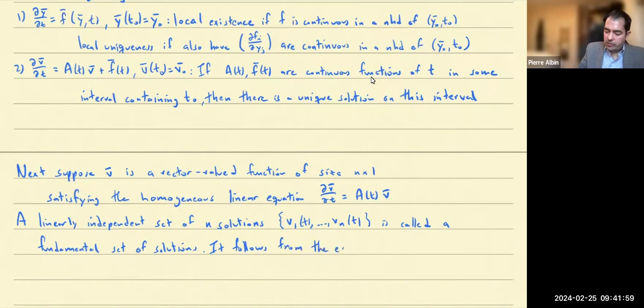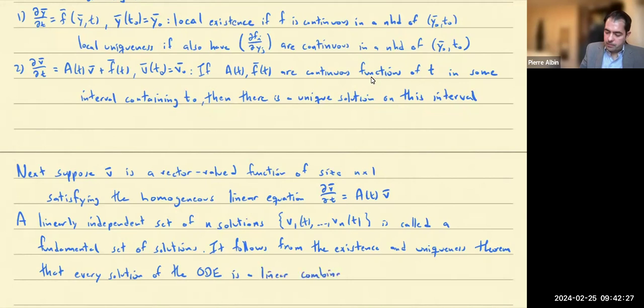It follows from the existence and uniqueness theorem that every solution of the ordinary differential equation is a linear combination of this set. So that's why we call it a fundamental set, because you get every solution by just multiplying these functions by coefficients and then adding them together.